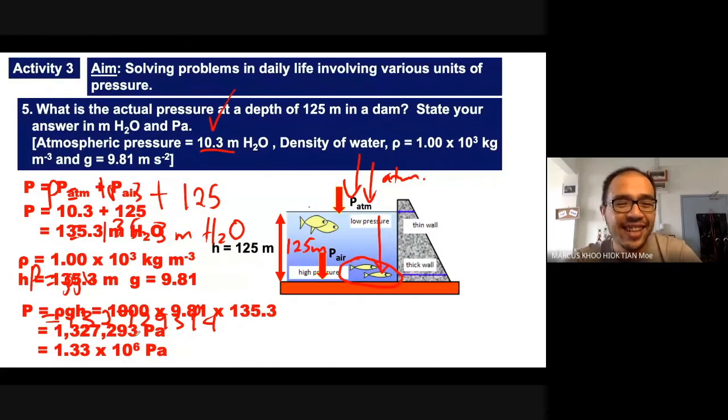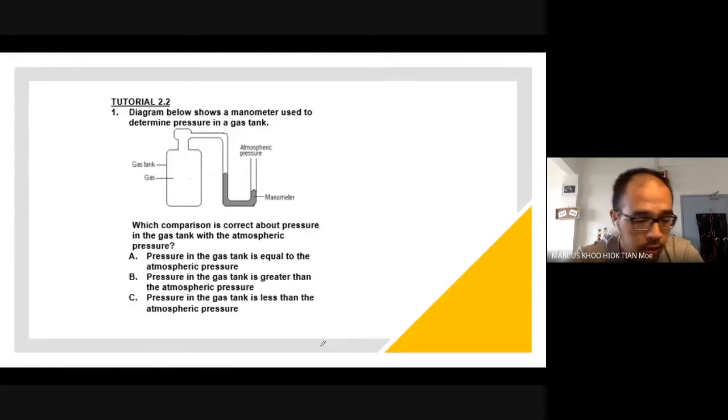1,327,293 is correct, except that you should convert it into standard form. 1.33 times 10 to the power of 6 Pascal. That's a lot of pressure. 1.3 times 10 to the power of 6. 1 million, you know, guys. A million is no joke. All right, let's do a couple of questions over here.